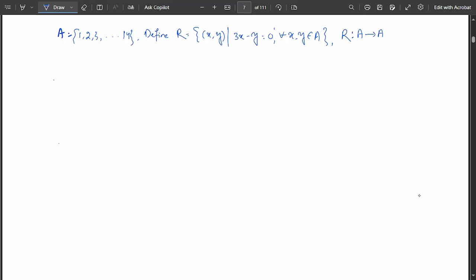Now we have the following questions. First, find the range, domain and codomain of R. Secondly, check how many relations are possible in A.